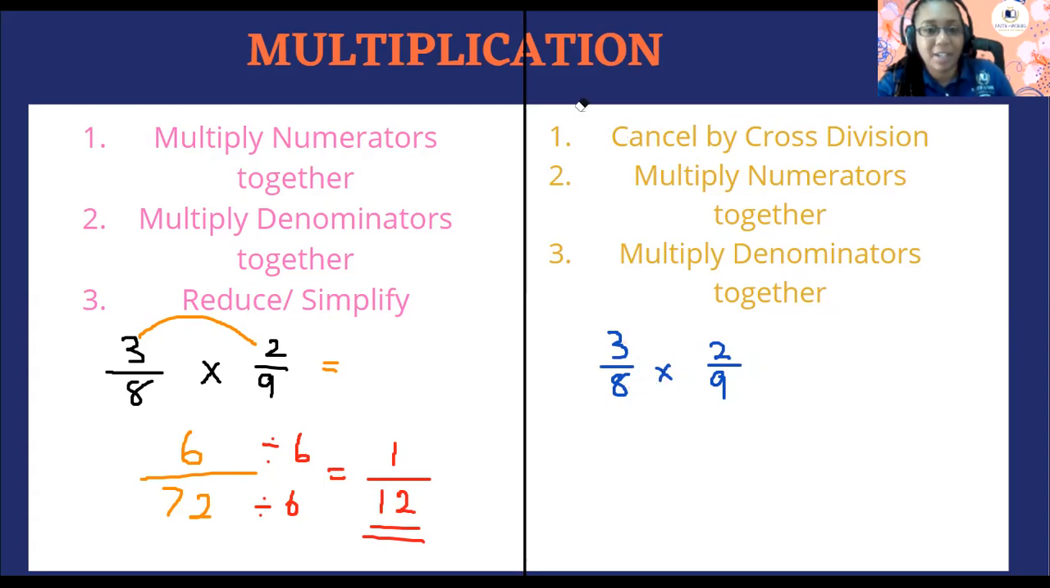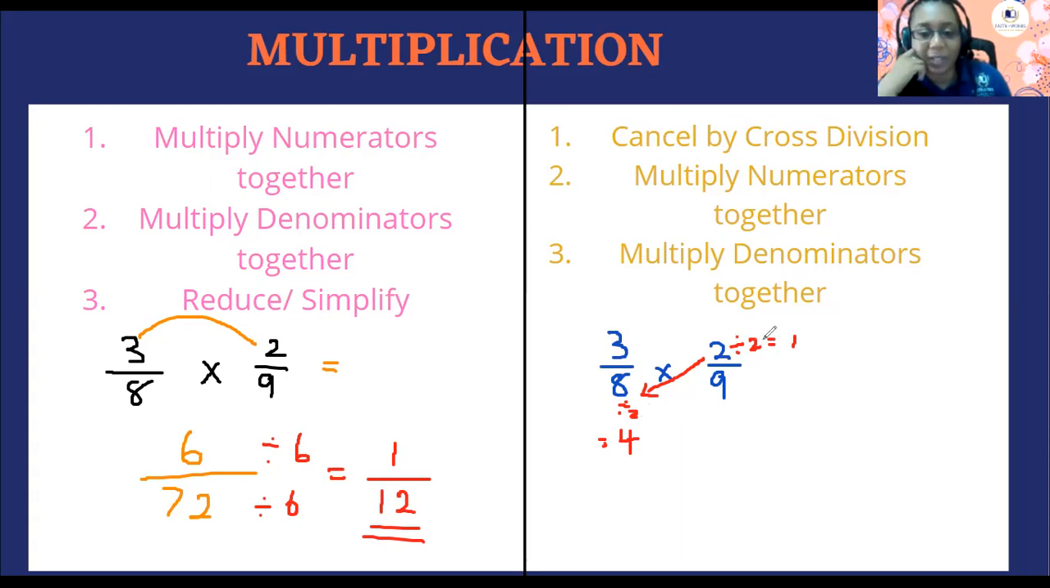All right, so let's look at the opposite numbers, 2 and 8. Let's see if we can reduce. Let's find a number that could go into 2 and could go into 8. The easiest number is 2. 2 can go into 2, and that will give us 1. 8 divided by 2, so you reduce it just as normal, will give us 4.